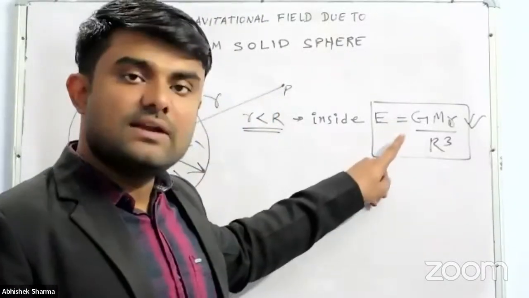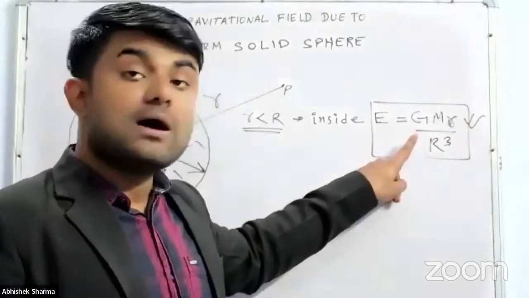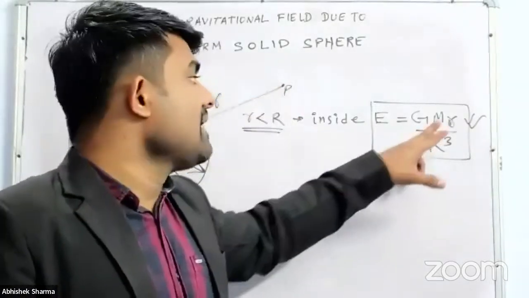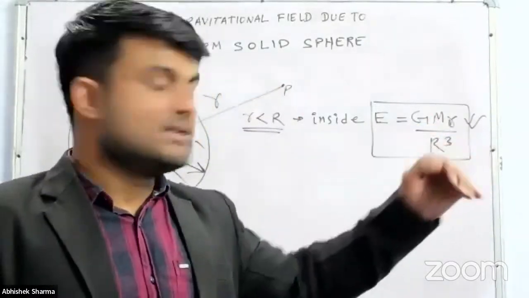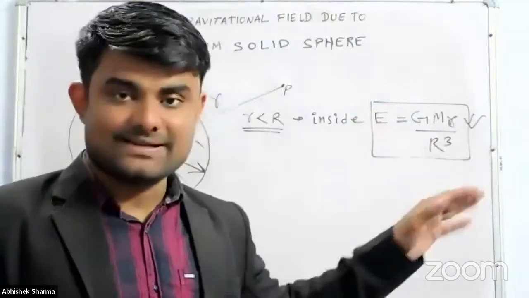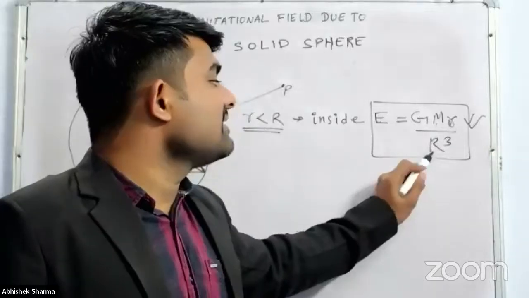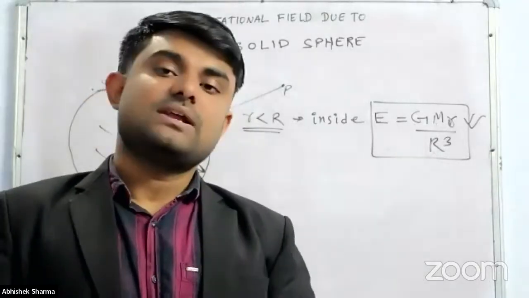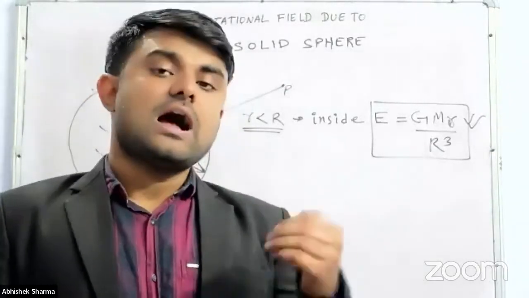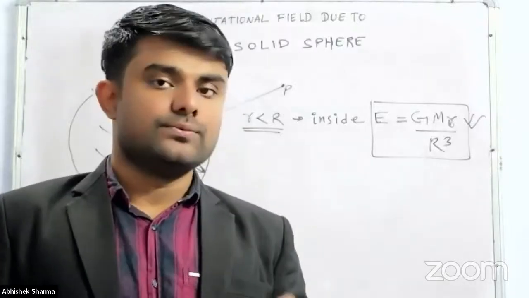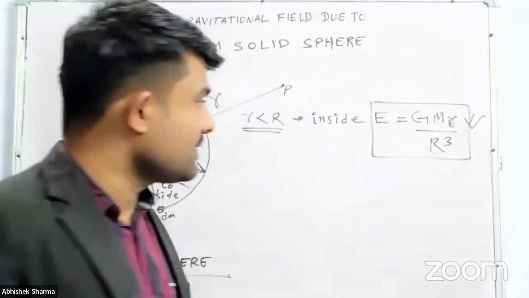G is the universal gravitational constant. M is the mass of this complete solid sphere. r is the radial distance. So you can say it's like y equals m x, because this is constant, and this is also constant. Since capital R is the radius, it's constant. R into R into R is R cube. That is also constant.